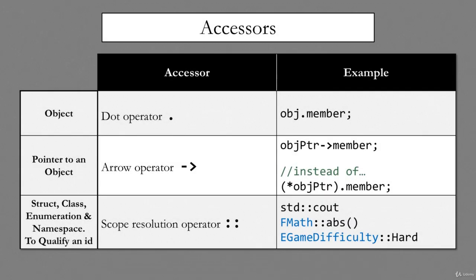Hey, so in this module I introduced object-oriented programming, I introduced classes and structs, and in this lesson I also introduced enumerations, and in previous examples I also talked about namespaces briefly. So at this point I want to summarize the accessors for you.